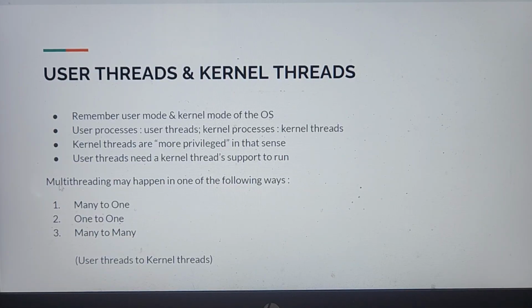Kernel threads are more privileged than user threads. So when a user thread wants to perform some sensitive task, or it wants to change some important configuration, it needs to take the support of a kernel thread. So the same idea of user processes and kernel processes extends here as well. Multi-threading may happen in different ways: many to one, one to one, many to many. What is this talking about? How the user threads are mapped to the kernel threads.